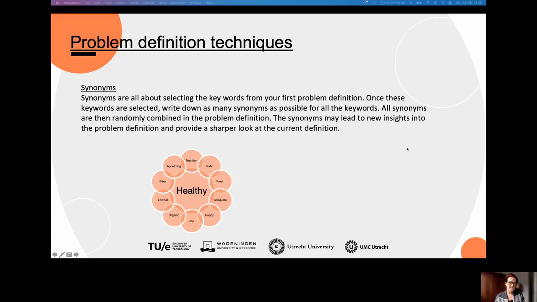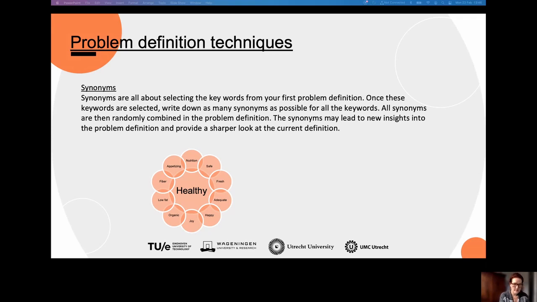Another one is synonyms, and that is when you also have your first problem definition defined. So what you do in a sense is you formulate your problem definition on paper again, and select all the words that are important for you as a team. And then try to create a list of synonyms based on each keyword you have defined. So on the sheet you see an example.